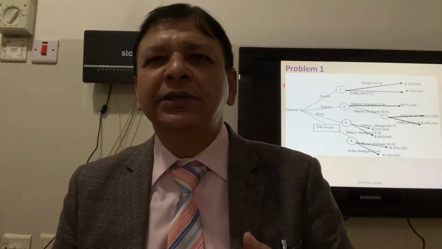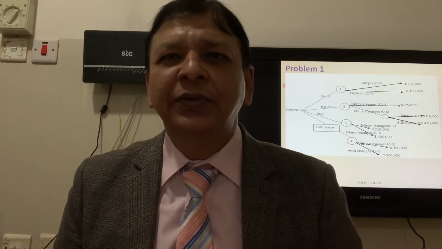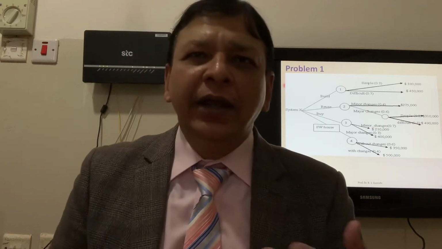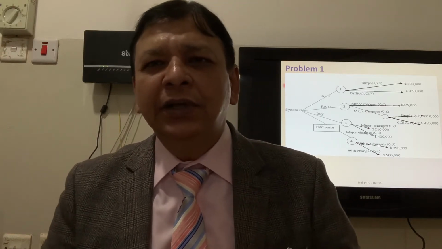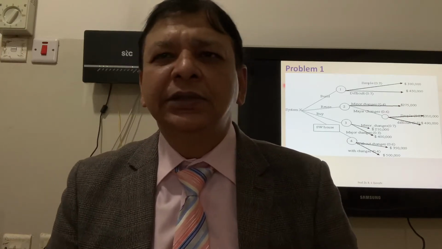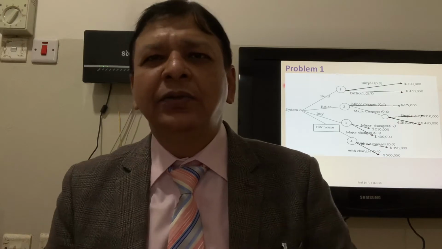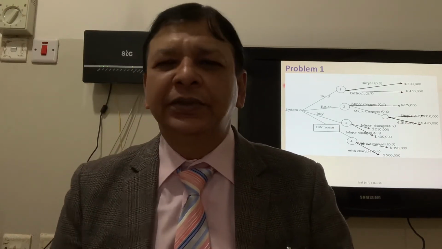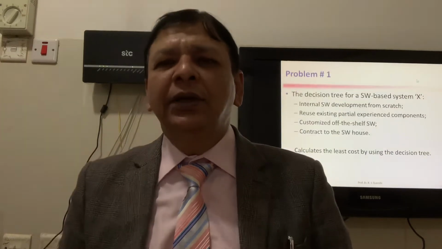And minor changes, major changes in case of reuse. And then there are further two branches, simple and difficult. In case of buy, the commercial off-the-shelf components, COTS, minor changes, major changes, 70%, 30%. In case of signing the contract to the software company with changes, without changes, 60%, 40%. So let's calculate the cost.